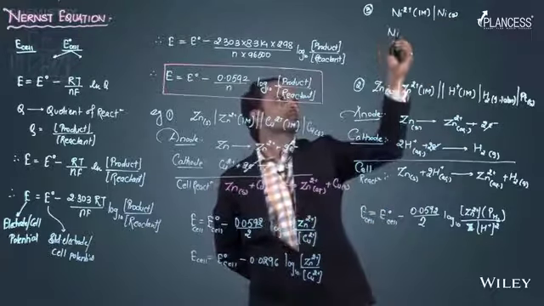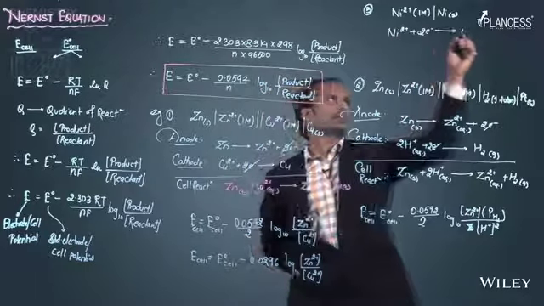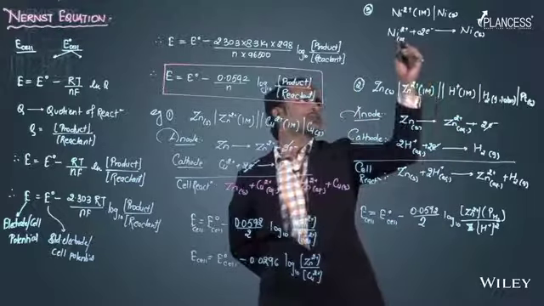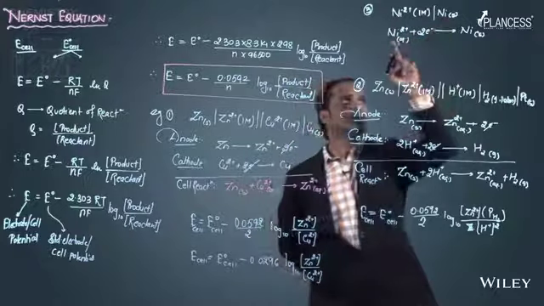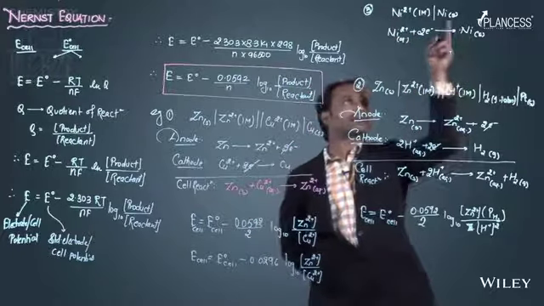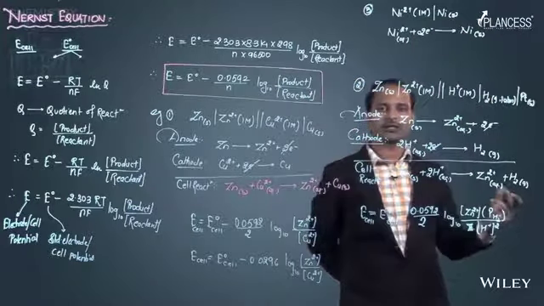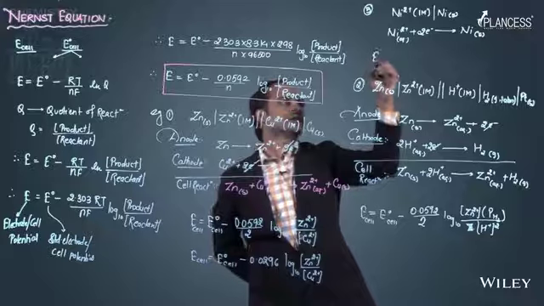Then its reaction is going to be Ni2+ plus 2 electrons gives nickel. For a single electrode there will be either reduction or oxidation. If it is given in the form of Ni2+ and Ni, then it's a reduction, and if the electrode is given in the form of Ni and Ni2+, then we have to write the oxidation reaction. So in this case, E is the electrode potential.